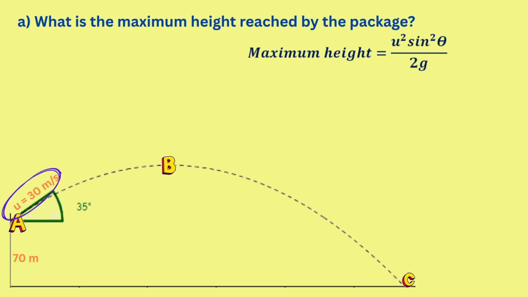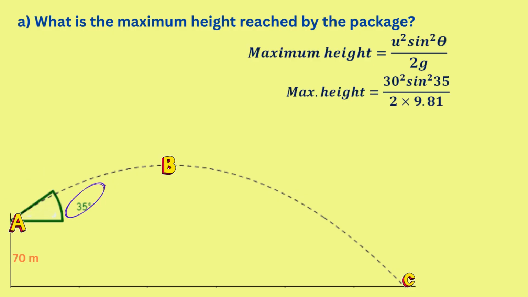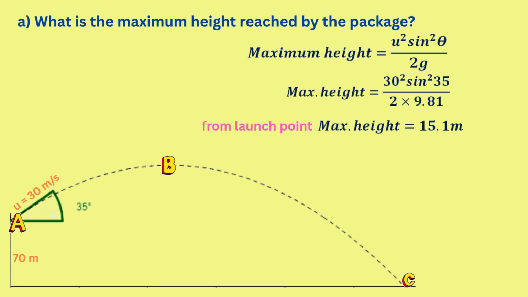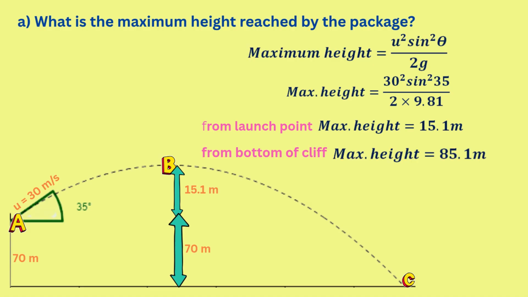Replace U with the initial velocity of 30 meters per second. Replace theta with 35 degrees, and we are using 9.81 for g. So the maximum height is 15.1 meters vertically from the launch point A, located at the top of the cliff. The height of the cliff is 70 meters. This means that from the bottom of the cliff, the maximum height reached by the package is 15.1 plus 70.